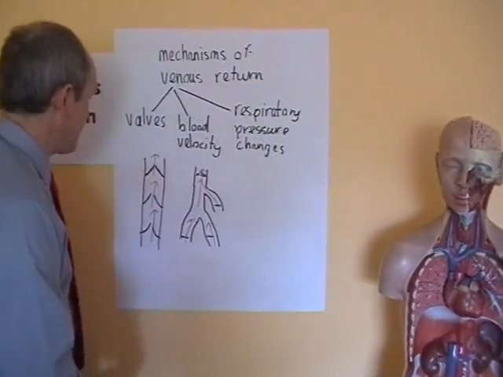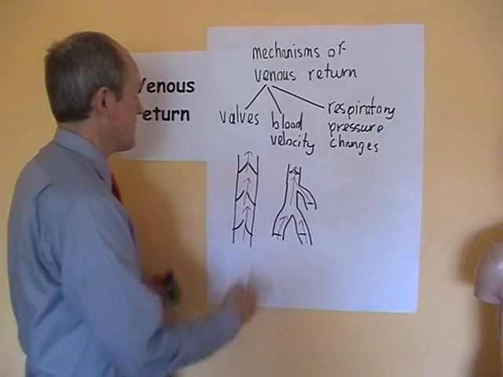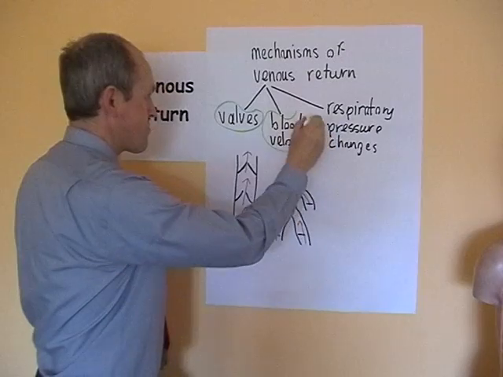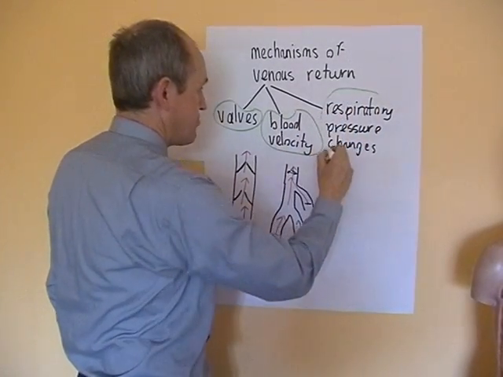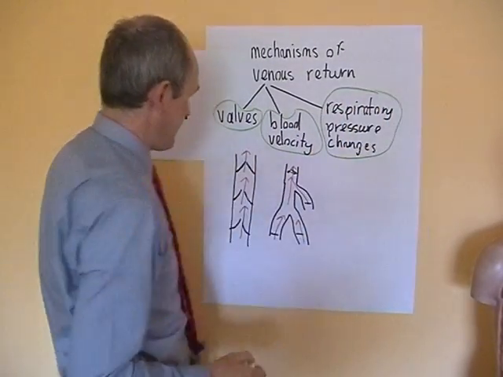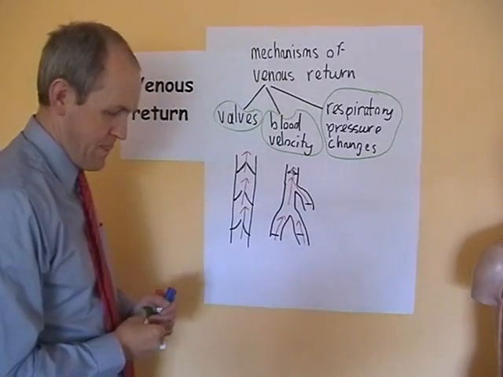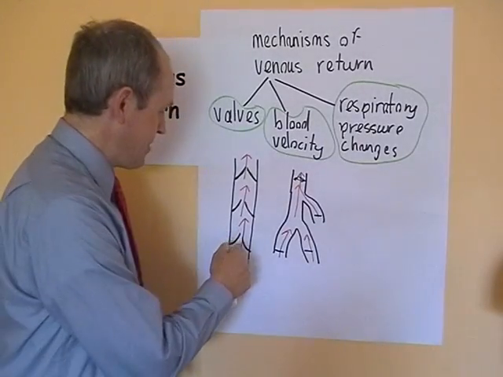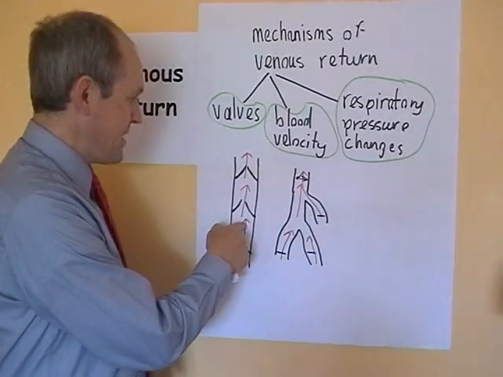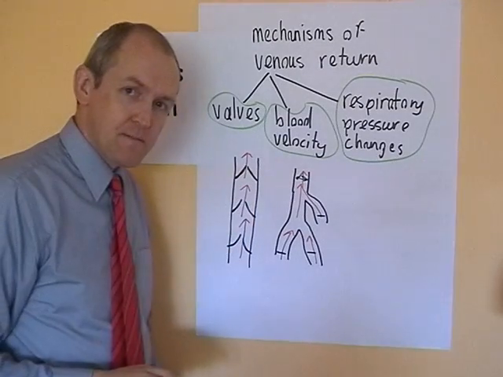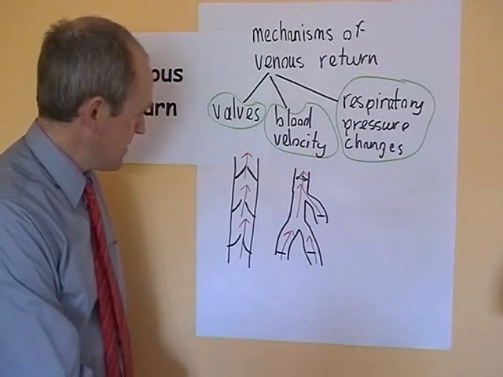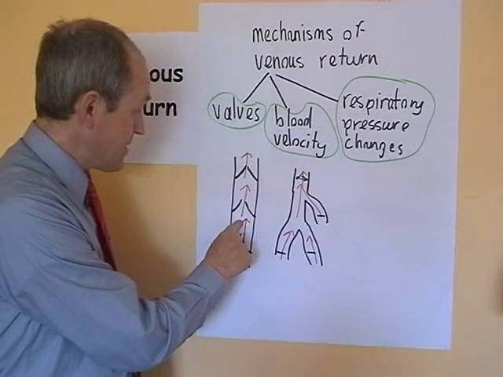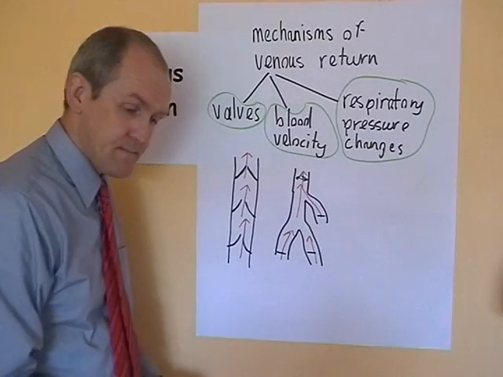So we've talked about the effect of the valves. We've talked about blood velocity. We've talked about respiratory pressure changes during ventilation. Now, this still doesn't answer the question as to how the blood moves from there to there and from there to there in the first place. I can see that when it gets to there, the valve is going to stop it going back again. But how did it get up there in the first place?